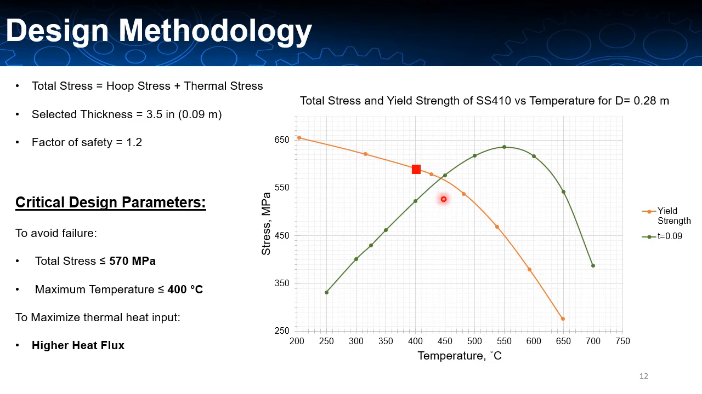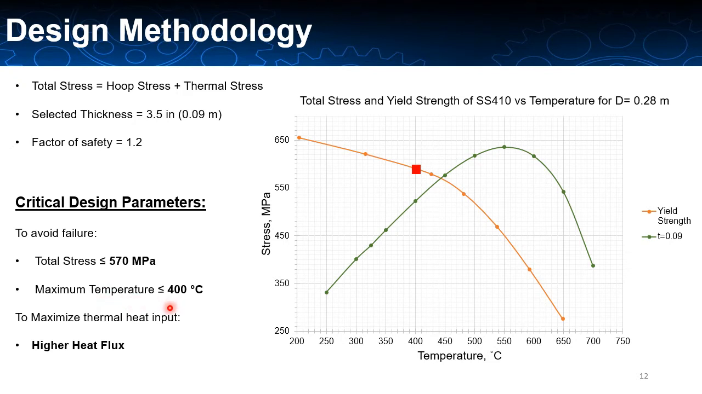And after a certain temperature, the downfall of the yield strength is pretty rapid. So when I decided the critical design parameters, I was mindful of all this. After considering a factor of safety of 1.2, I decided to avoid failure. The total stress of the whole body should be equal to or lower than 570 megapascal. The maximum temperature should not go above 400 degrees Celsius.